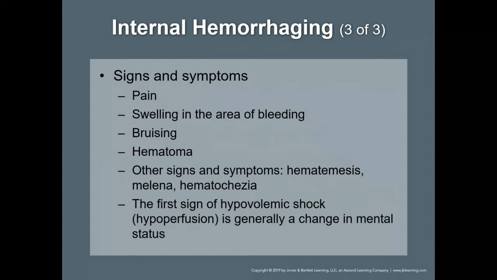Signs and symptoms of internal hemorrhaging are going to be typically pain at the site. Blood is an irritant. The body doesn't like it being out of the vascular container, so whenever it's outside of the container, it does irritate and causes pain. There can be swelling or bruising in the area. There can be a hematoma, or also hematemesis, which is blood in vomit.